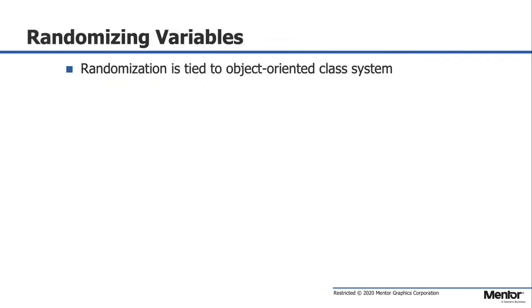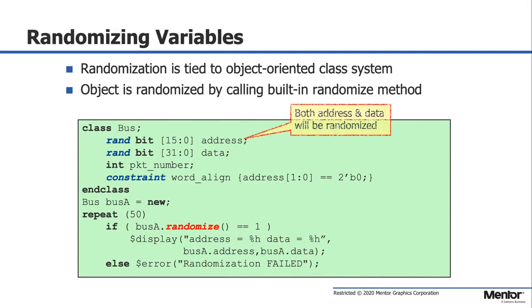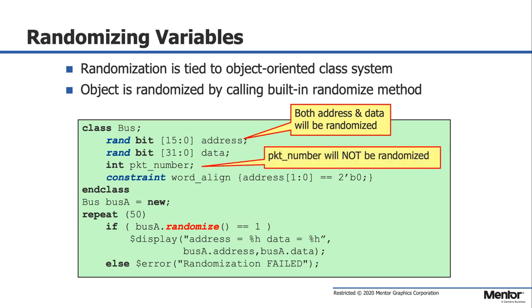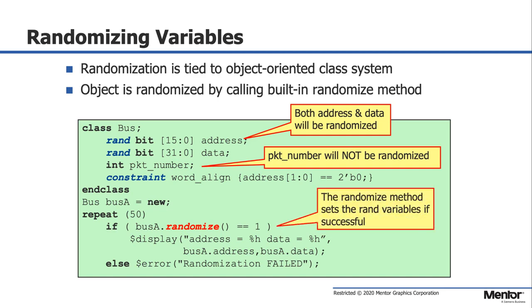Now the way SystemVerilog does this is it ties randomization to the object-oriented class system. So we define a class and we declare random variables. Here we have address and data declared with the rand keyword, and packet number is another class member, but it will not be randomized. Then we add a set of constraints. For example, the two least significant bits of address need to be 0 when I randomize. Then we call the randomize method on this class after constructing it.